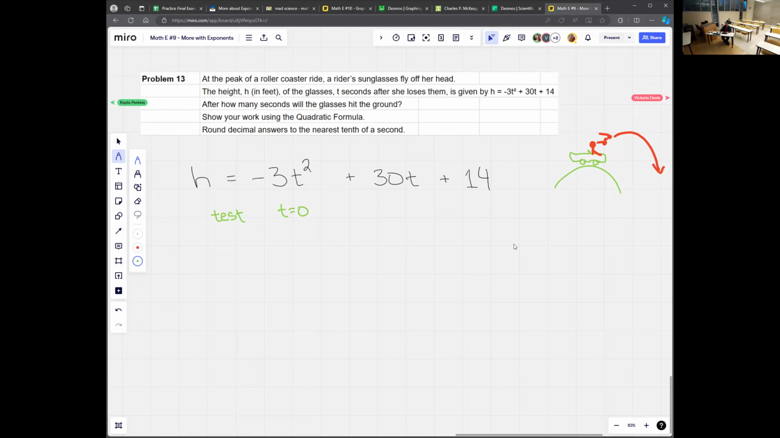So if I put in t equals 0, negative 3 times 0 times 0, that's going to go away. And 30 times 0, so I have a height of 14. So at the beginning, her glasses are only 14 feet up off the air. This isn't a very big roller coaster. Everyone okay with my thinking so far?